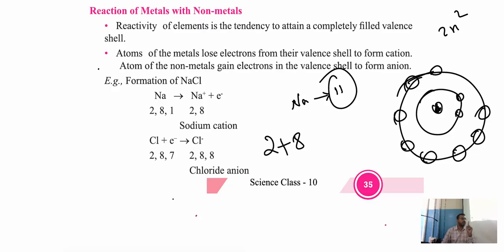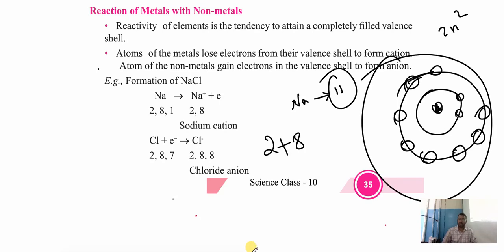1 electron. In the first orbit, 2 electrons. Second orbit, 8 electrons. 2 plus 8, 10. Now, left out is 1 electron. In the third orbit, how many electrons can we keep? 3 square, 9. 9 2s are 18. 18 electrons we can keep.